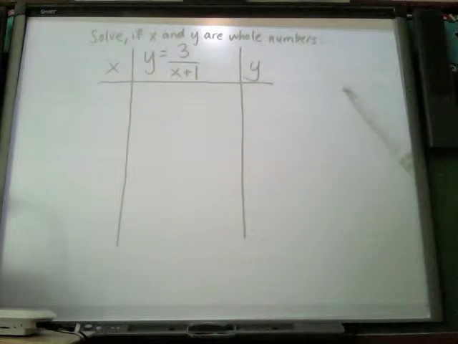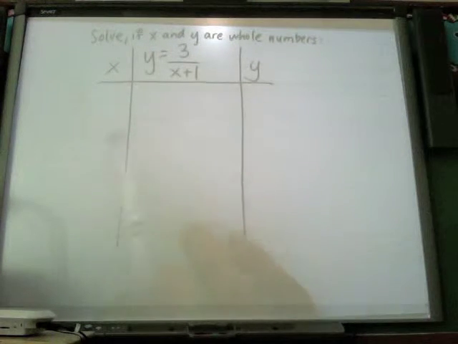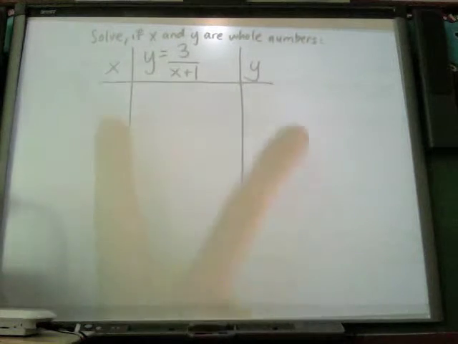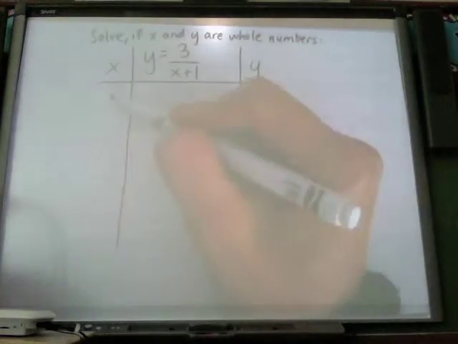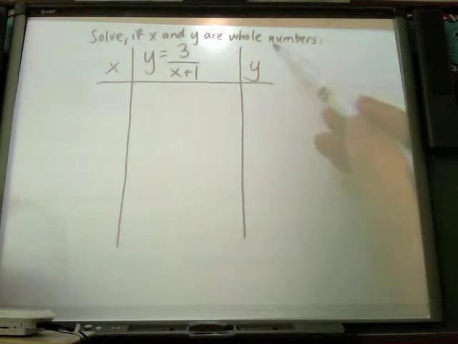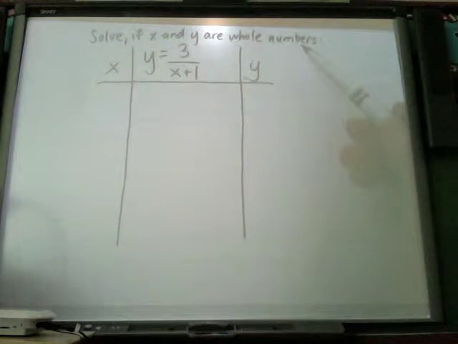If I was going to graph, I don't want to get fractions and decimals. Solve if x and y are whole numbers means we need to find all the possible pairs that work. There's not an endless amount, don't worry, that are only whole numbers for both x and y. So let me show you what I mean. By the way, when I say whole numbers, I also mean only positives. We're not going to worry about negatives, and I don't want decimals or fractions.